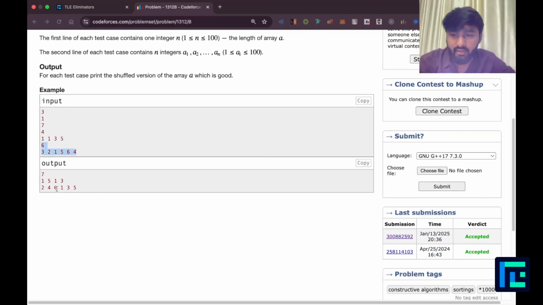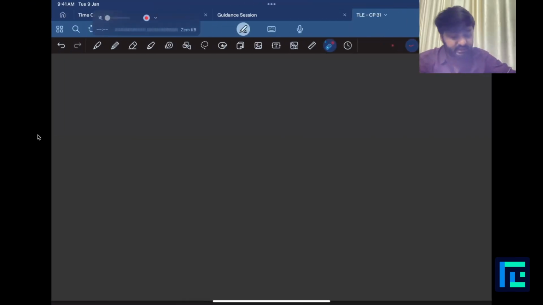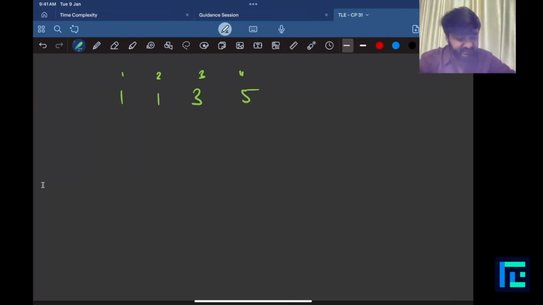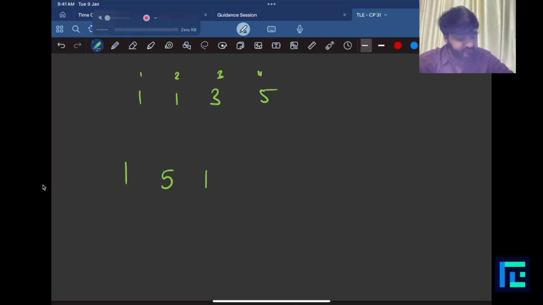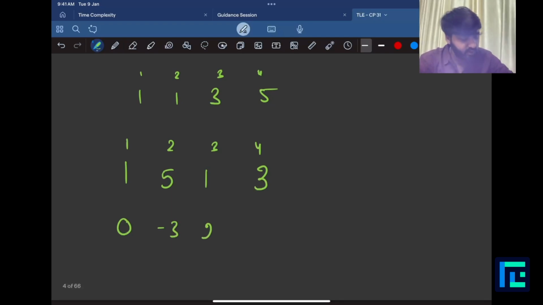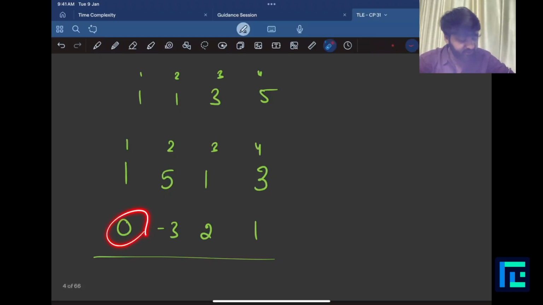Let's quickly take one more, I think a much easier one. Let's say 1, 1, 3, 5 they've given over here. So this is 1, 1, 3, and 5. Indices are 1, 2, 3, and 4. Now, what is the answer? I can write 1, 5, 1, 3. Now, the indices are still 1, 2, 3, and 4. Let's find the difference again. This is 0. This would be 2 minus 5, this is negative 3. 3 minus 1, this is 2. 4 minus 3, this is 1. Do any two differences match?